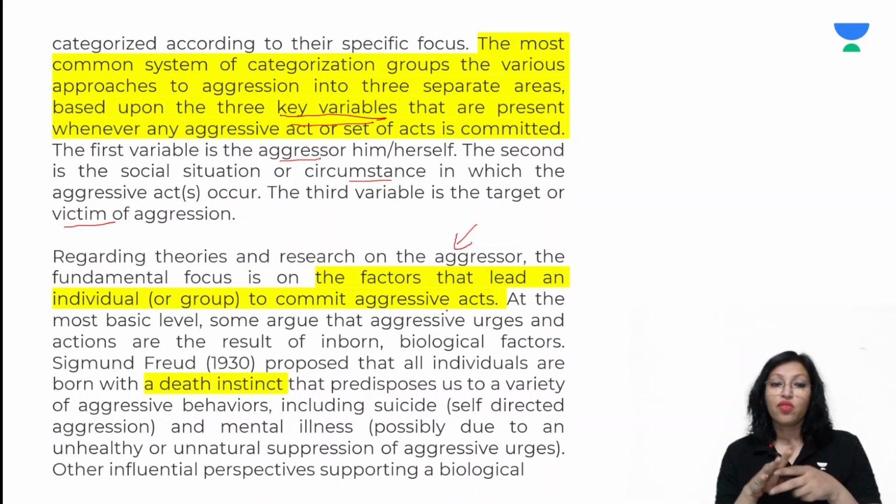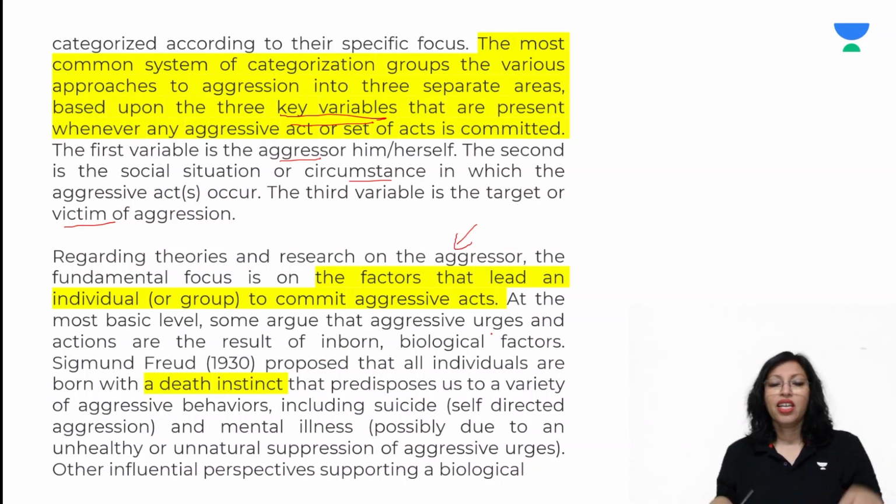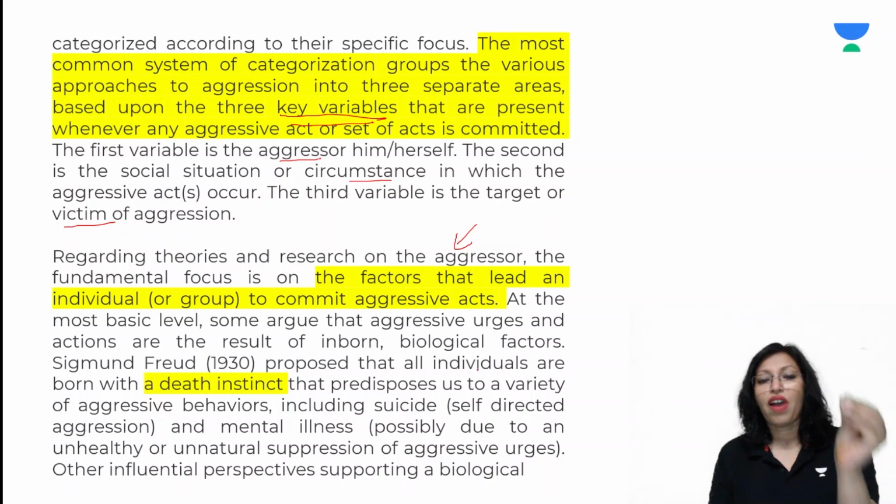So when there are theories on the aggressor, the main focus is what factors cause you to commit these aggressive acts. Why would you actually cause an aggression, or why would you go out and hit someone? At the most basic level, some argue that aggressive urges and actions are the result of inborn biological factors. So people will say that this is an inborn biological factor, something that is inside of you. But let's study more.